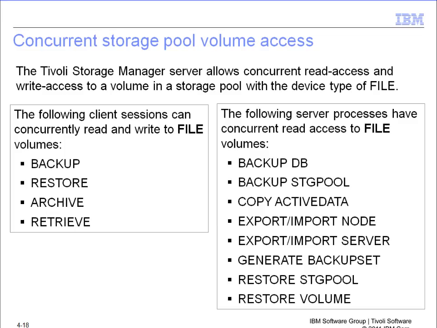Some of our processes allow you to read and write to volumes simultaneously. Client sessions that can concurrently read and write to file volumes are your backup, restore, archive, and retrieve. Server processes that can concurrently read to file volumes, your backup, your database, backup storage pools, copy active data, etc. What's on the list. This means that you are reading on one while you're writing on the other. Concurrent access. It speeds up the time.